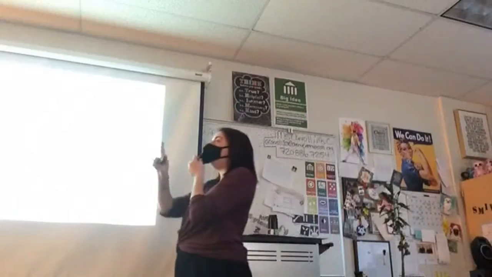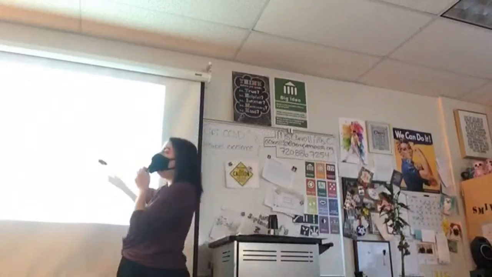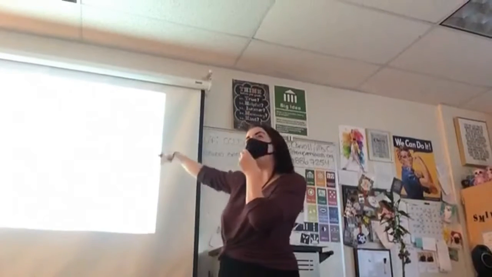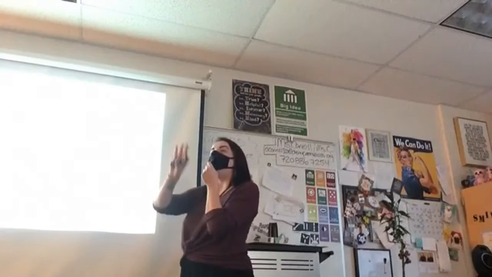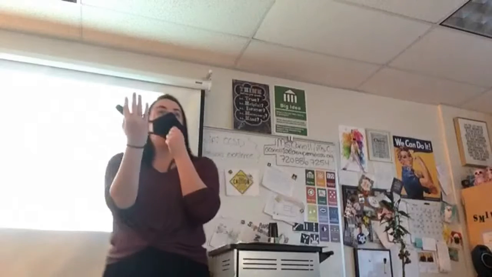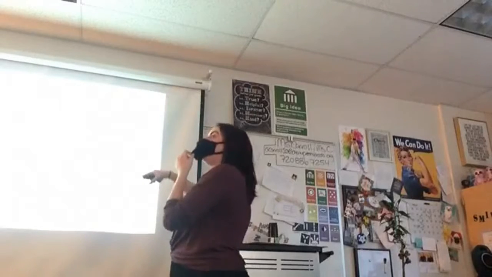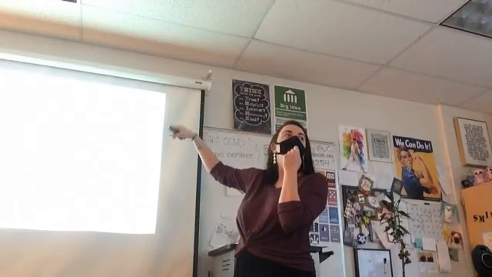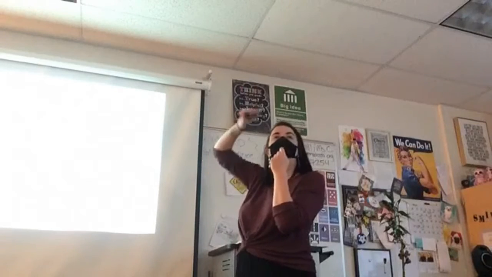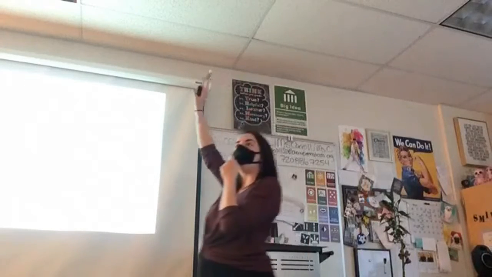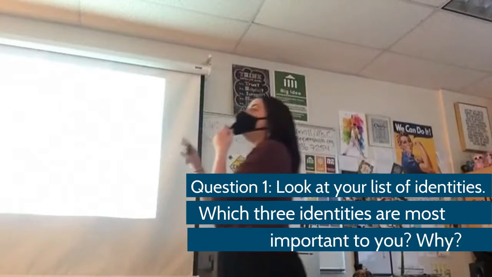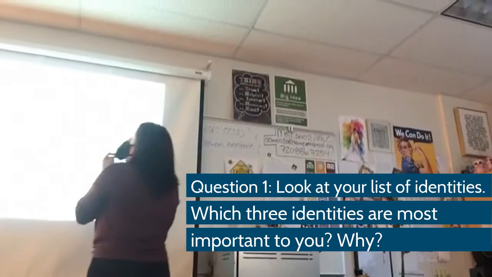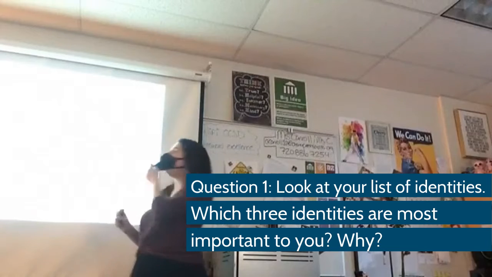We can do this one of two ways. We can do this as a verbal reflection, so you just participate in this discussion, or on the other side of the paper, you answer these questions. How do we want to do this? Do we want to do this as a verbal reflection or as a written reflection? Kenzie's saying verbal. How many of you would want to do a verbal reflection? Raise your hand. Look at your list of identities. What three identities are most significant or important to you and why?